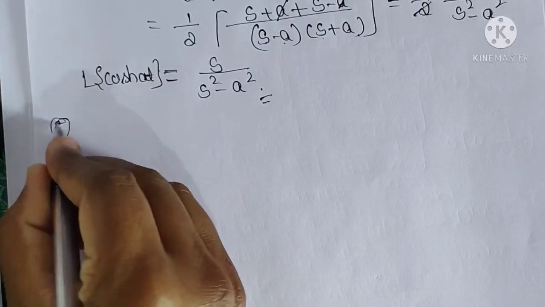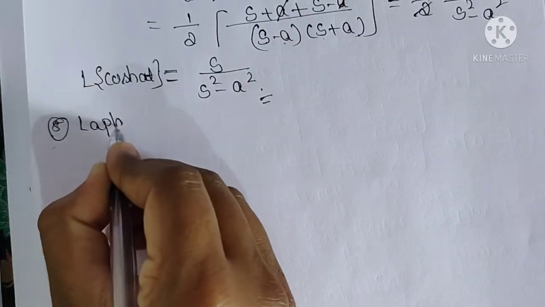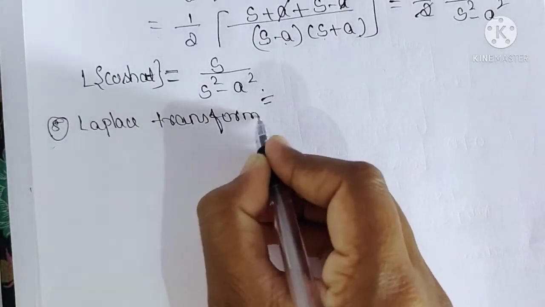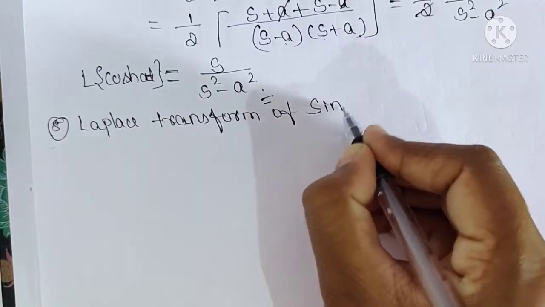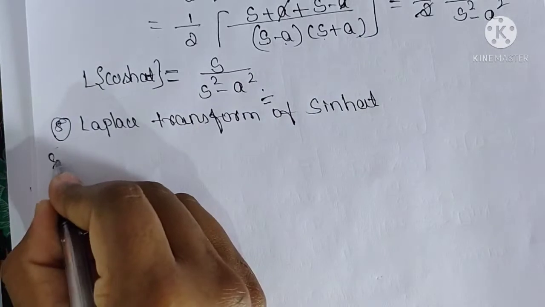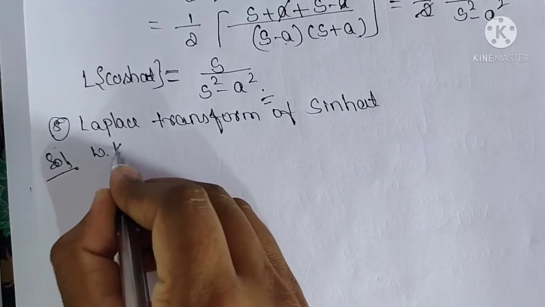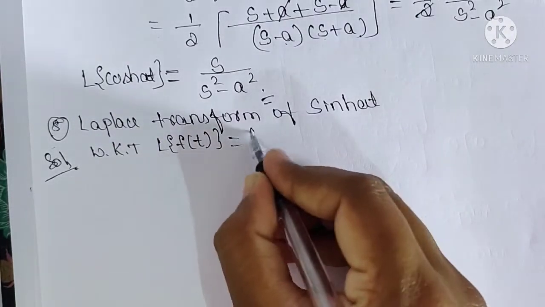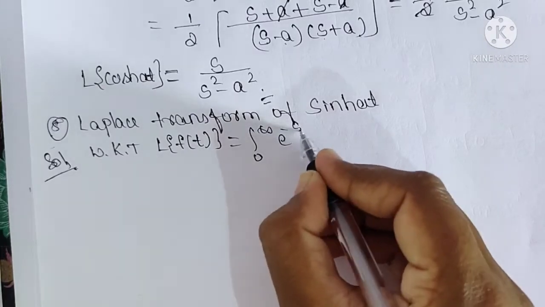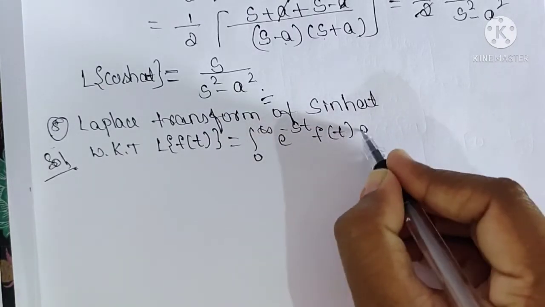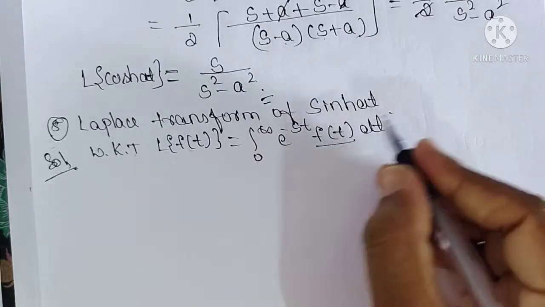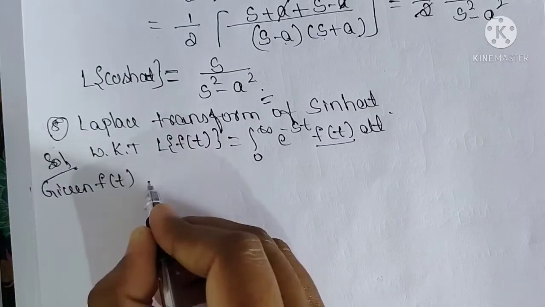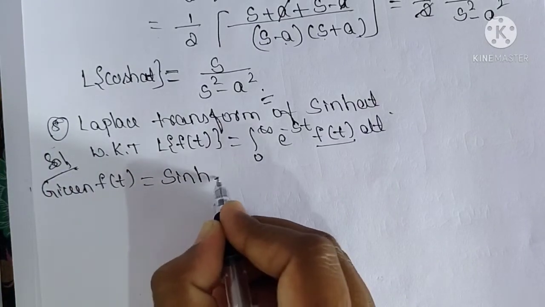Fifth one, Laplace transform of sin h of at. Solution: we know that by definition of Laplace transformation, L of f of t is equal to the integral from 0 to infinity of e power minus st f of t dt. Here f of t is sin h of at.